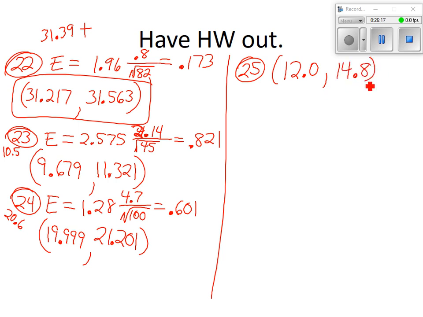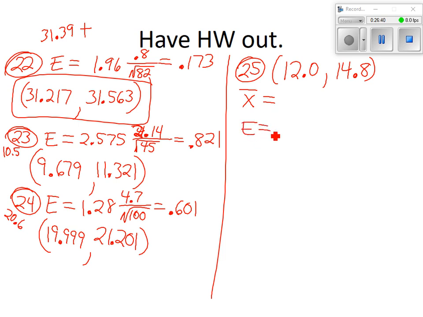Alright, these are the ones. I think this is what the quiz is like next time. I think I was lying to you. I think on the quiz I didn't make you go this far. I'm pretty sure the quiz is more like this. They want you to find, it might have something like this, I can't remember. This is your interval. They want you to find X bar, and they want you to find E, the margin of error.